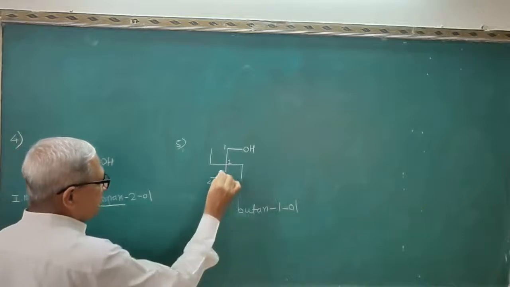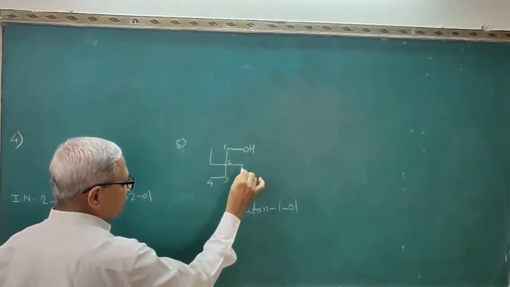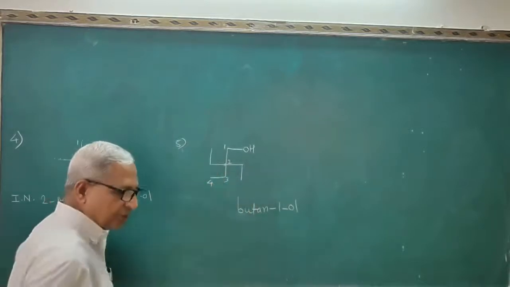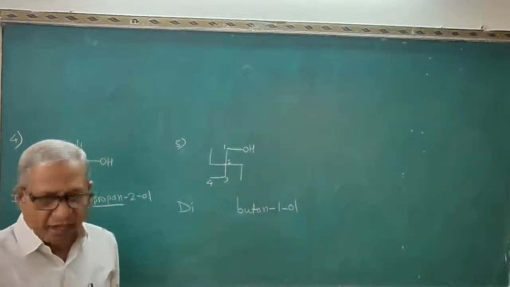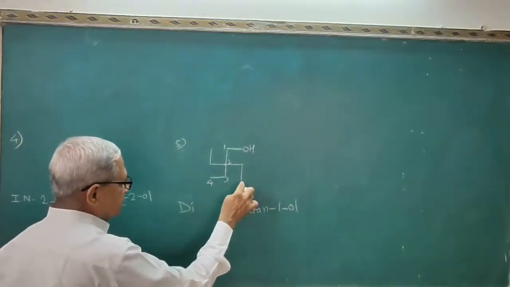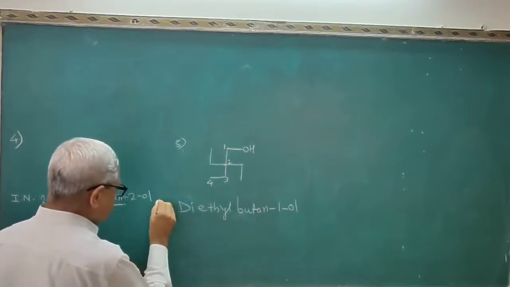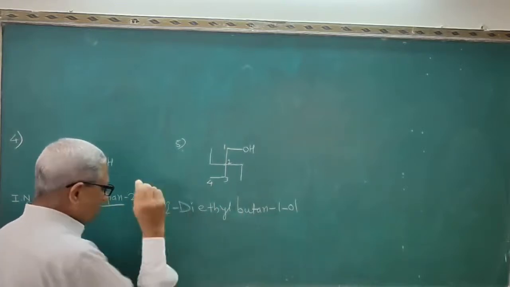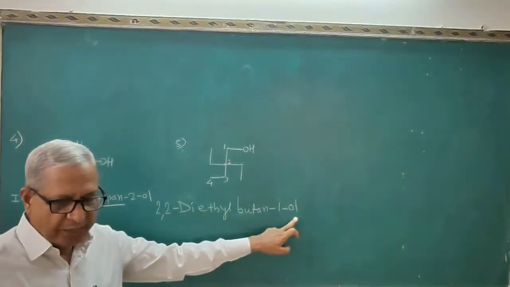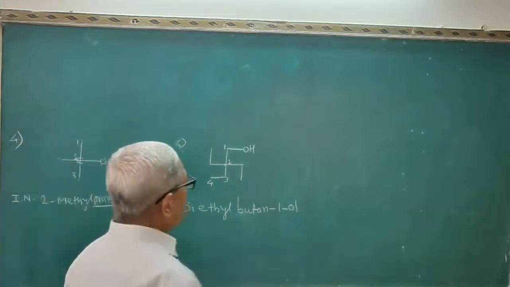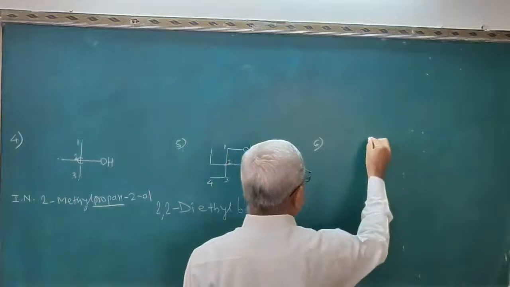Now see, the substituents are present at the carbon number 2. The substituents are CH2CH3 and CH2CH3. Both are identical. Therefore, you have to use the term di. And what is the name of this one? CH2CH3, that is the ethyl group. Therefore, it is attached to the carbon number 2. Therefore, the name will become 2,2-diethyl butane 1-OL. Then take one more example here so that you will get more confidence.